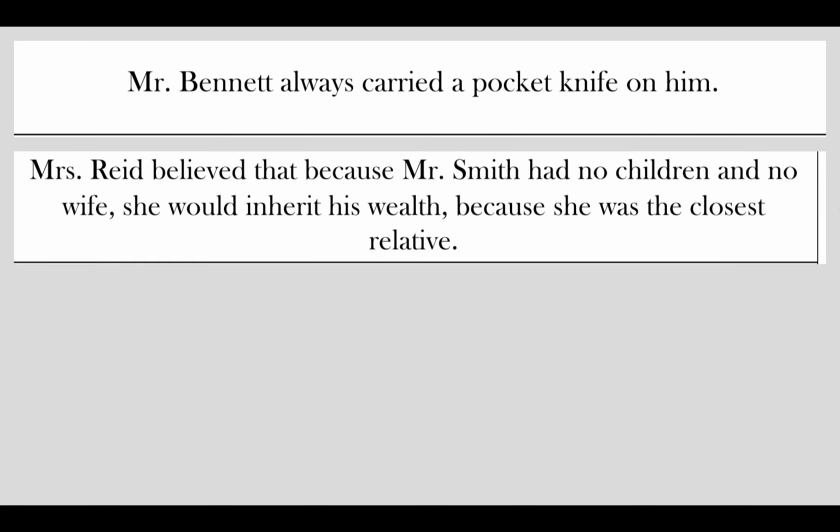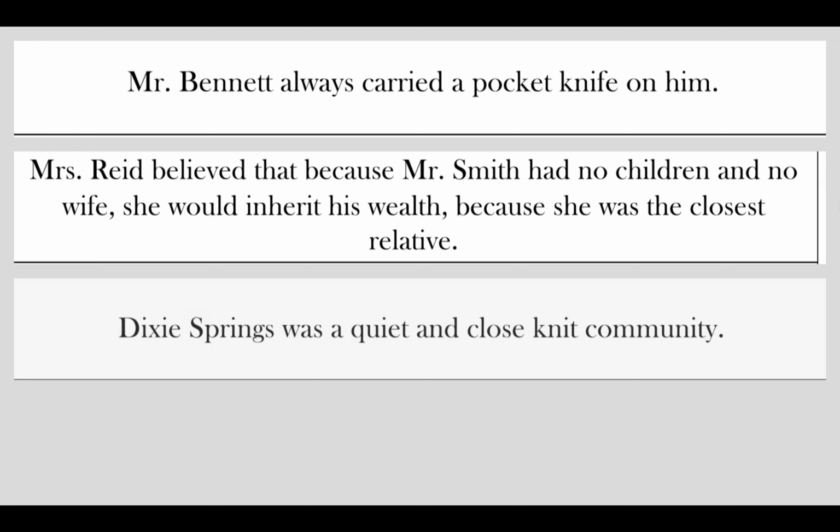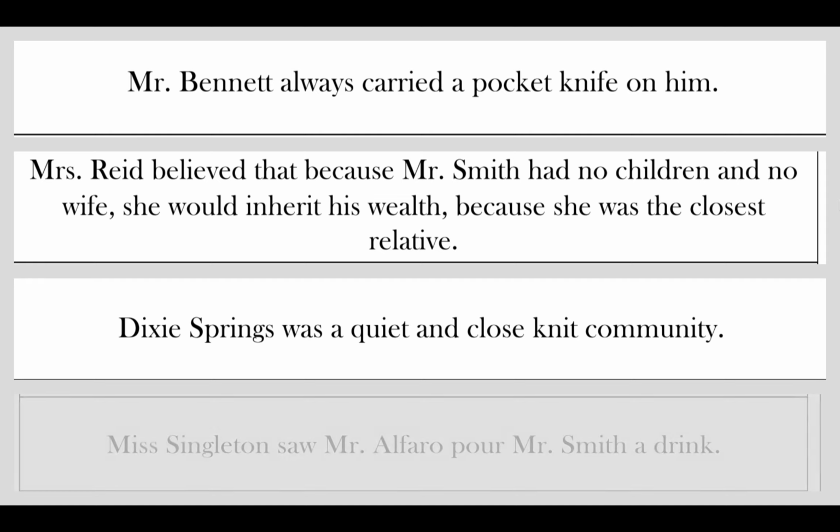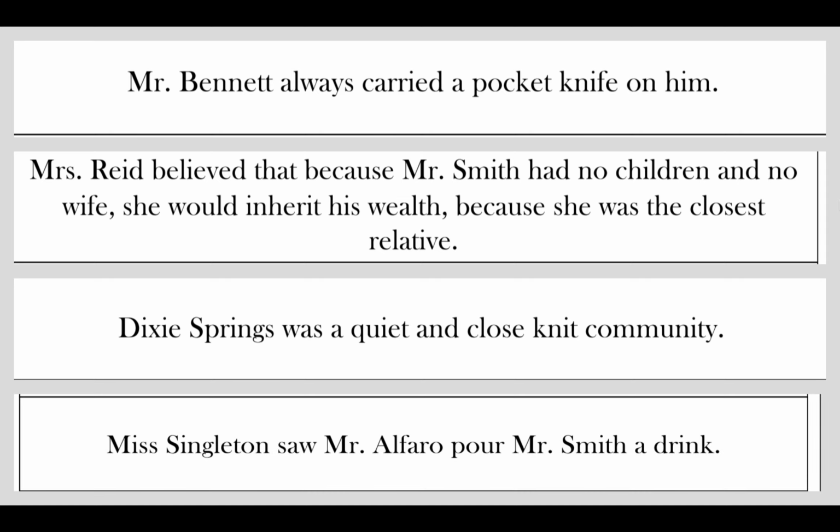Mrs. Reed believed that because Mr. Smith had no children and no wife, she would inherit his wealth. Remember, they were cousins. She was the closest relative. Dixie Springs was a quiet and close-knit community, meaning everyone probably knows each other, because our clue says close-knit community. Miss Singleton saw Mr. Alfaro pour Mr. Smith a drink.